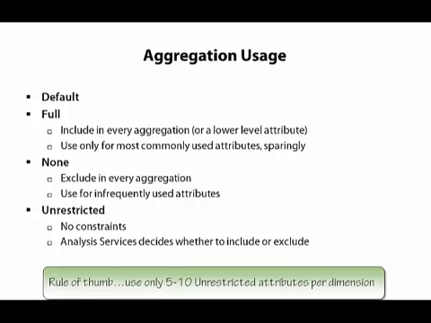Although we might be tempted to set everything to unrestricted, the rule of thumb is to use between 5 to 10 unrestricted attributes per dimension. Any more, and we risk significantly increasing the amount of time that Analysis Services needs to come up with aggregation designs.